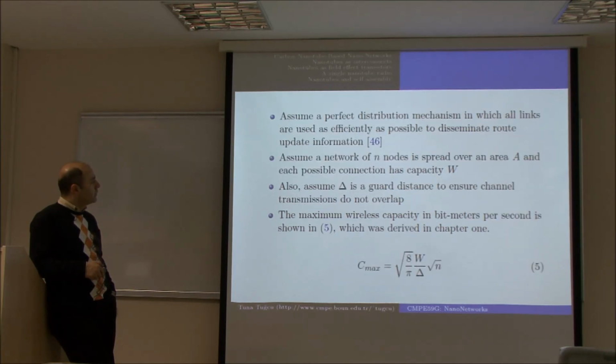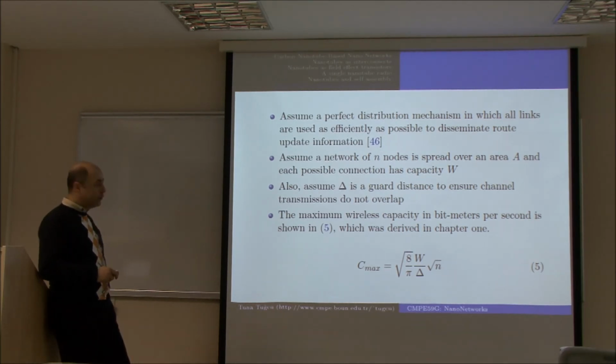If I'm not wrong, sorry, there's more. So if you consider a perfect distribution mechanism where all links are used as efficiently as possible, that's the best possible case, to disseminate the route update information, a network that has n nodes spread over an area of A, and each possible connection has a capacity of W. If delta is the guard distance to ensure that channel transmissions do not overlap, which means transmissions do not cause interference on each other, they're perfectly spread in the area A. The maximum wireless capacity in bit meters per second is given as in here, which was also derived in chapter 1.